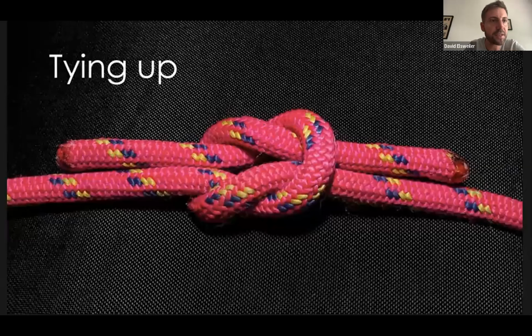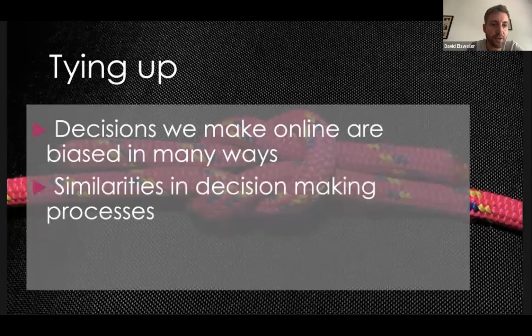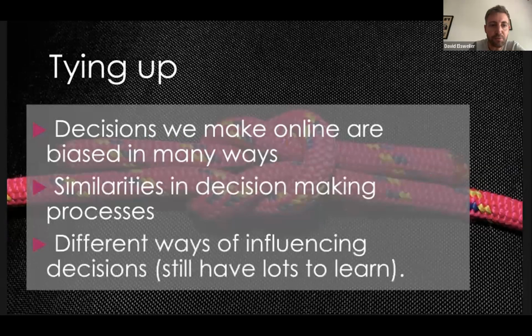Tying up, and I think I'm just about on time. So the decisions we make online are biased in many ways. We've seen lots of examples. And we've seen that the decision-making processes are quite similar. And we've got lots of different ways of influencing decisions. We've seen examples of nudges and boosts, but we're still really early on in understanding how these kind of things can be built into information systems. So we still have lots to learn.